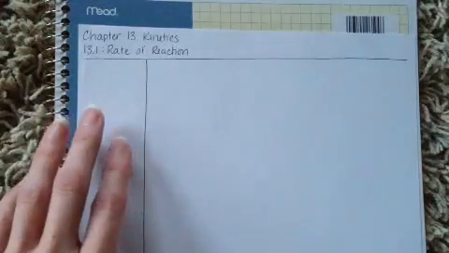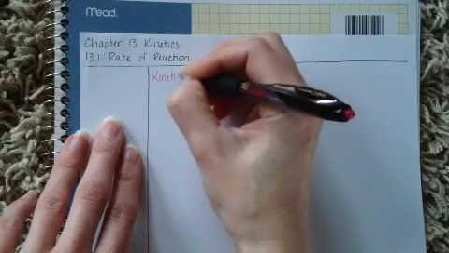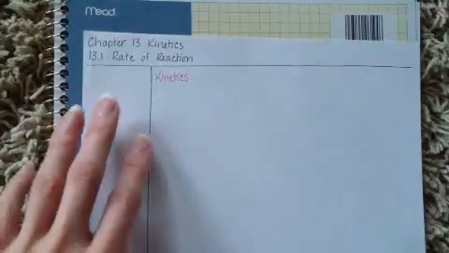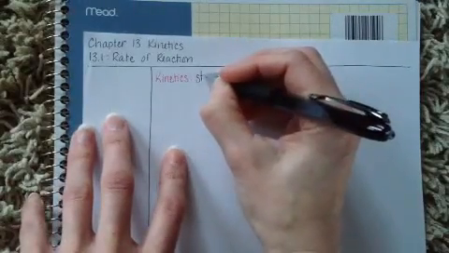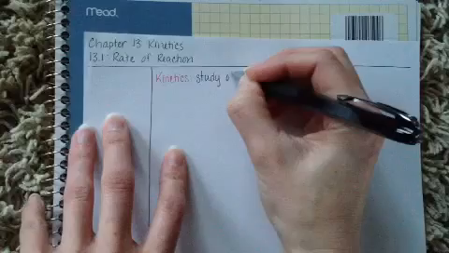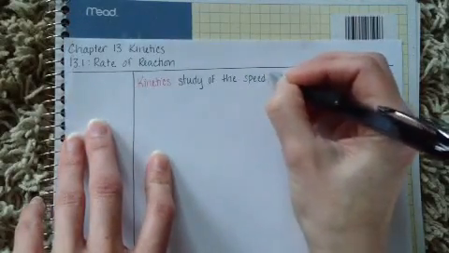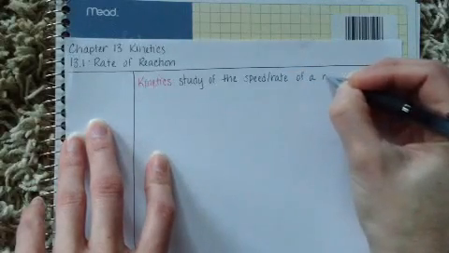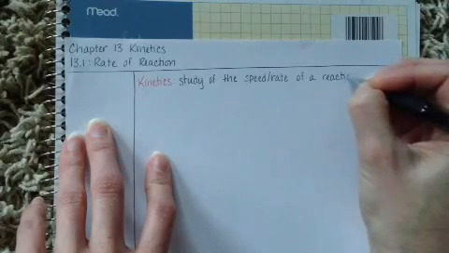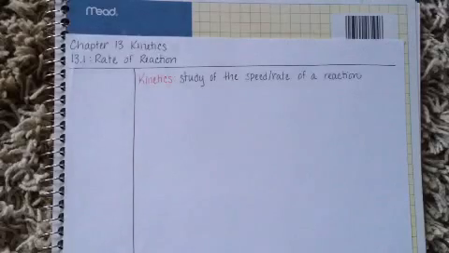Chapter 13 is on kinetics. Kinetics is defined as the study of the speed or rate of a chemical reaction. People who study kinetics study things like how fast a reaction takes place.